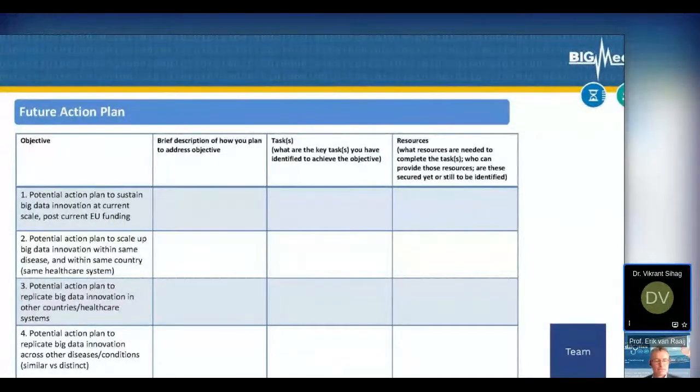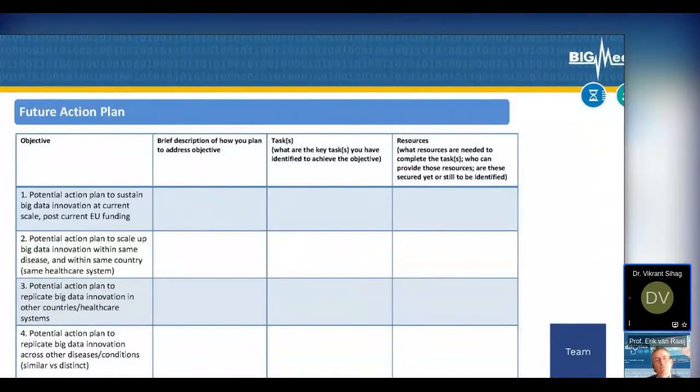So we posed to each pilot team four questions that they had to focus on, so as to think about how to sustain their innovation beyond the BigMedilytics part. And in this template, we first focus on the objective of how each pilot can think about different activities or tasks that they need to carry out to sustain the big data innovation at current scale, post the current EU funding. So they had to think about various tasks and resources that were needed to complete these tasks.